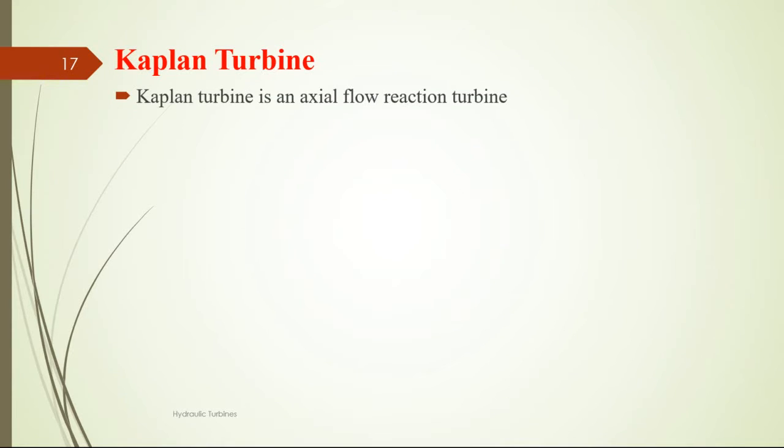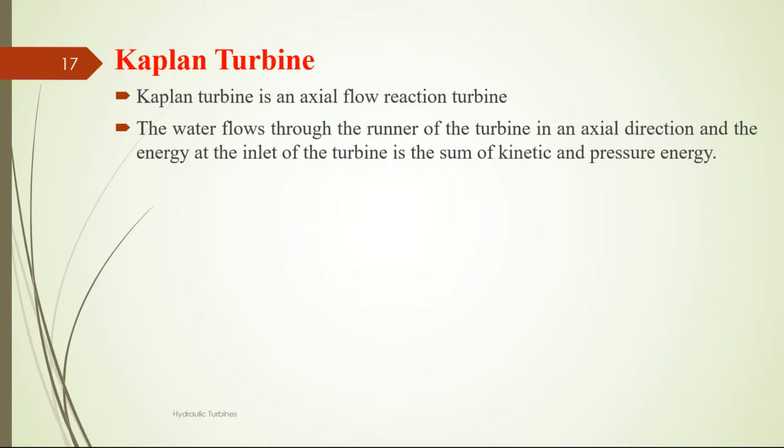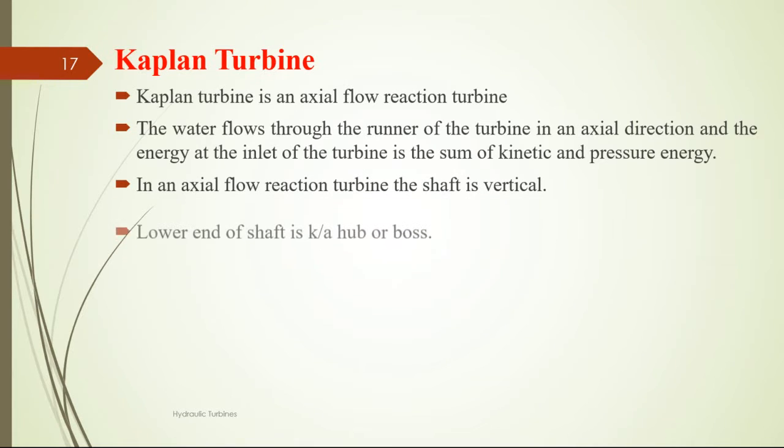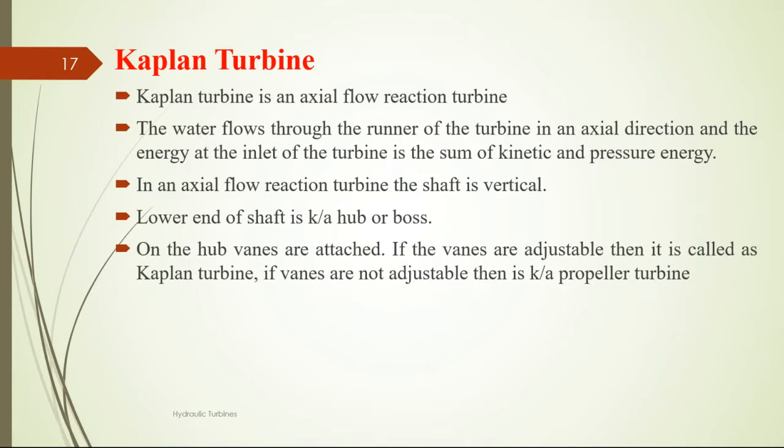Next one is Kaplan turbine. It is an axial flow reaction turbine in which the water flows through the runner of the turbine in an axial direction, and the energy at the inlet of the turbine is the sum of kinetic and pressure energy. In an axial flow reaction turbine, the shaft is vertical. The lower end of the shaft is a hub or boss. On the hub, vanes are attached.